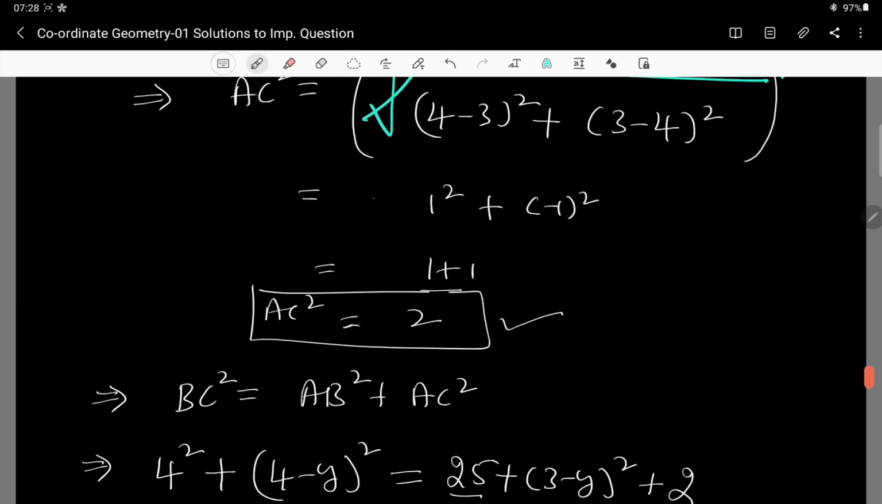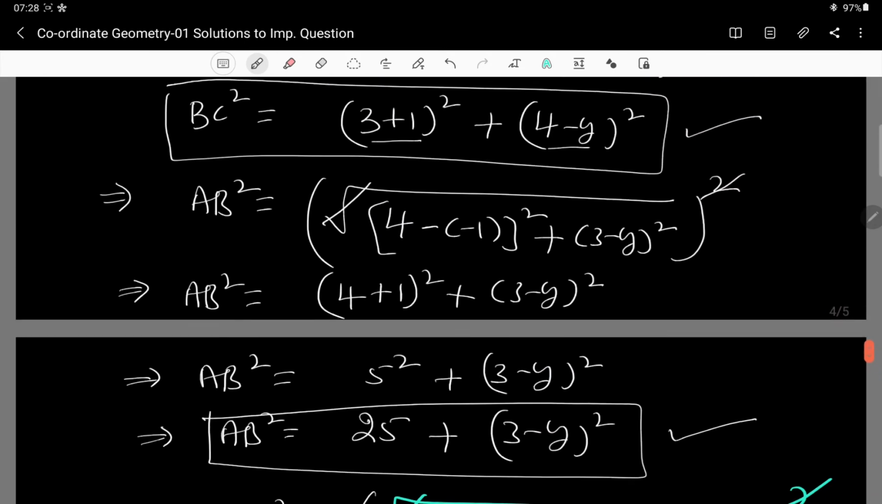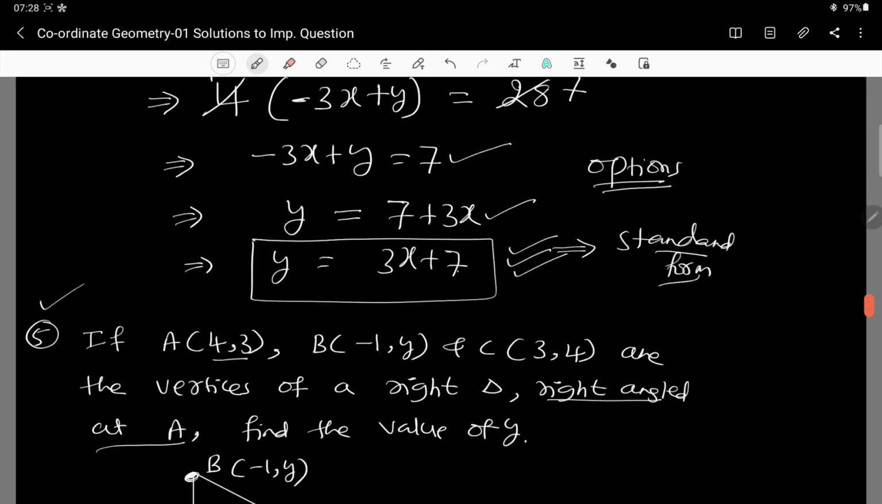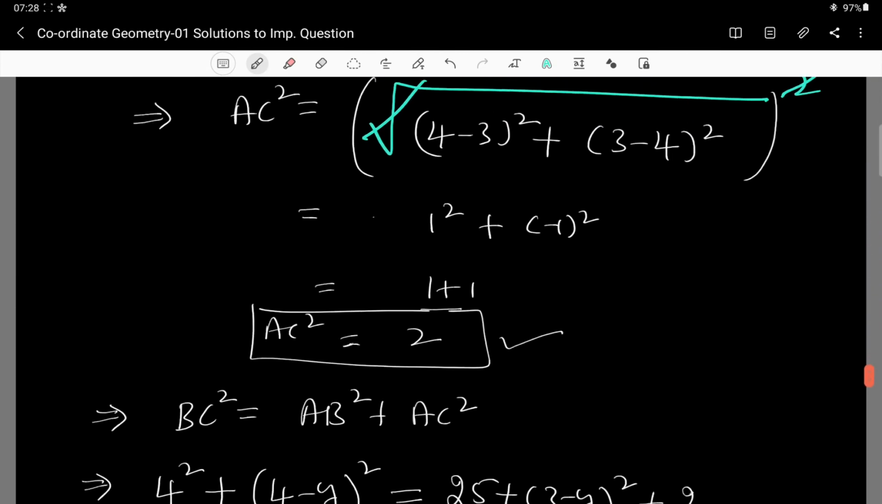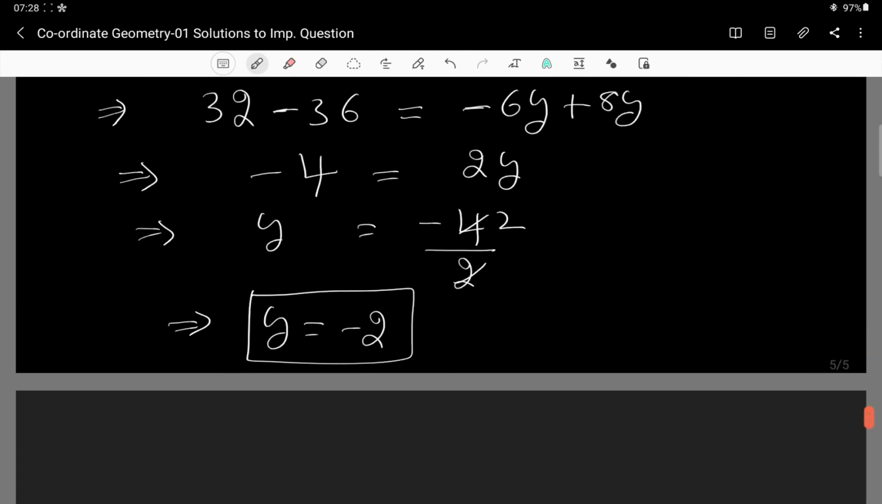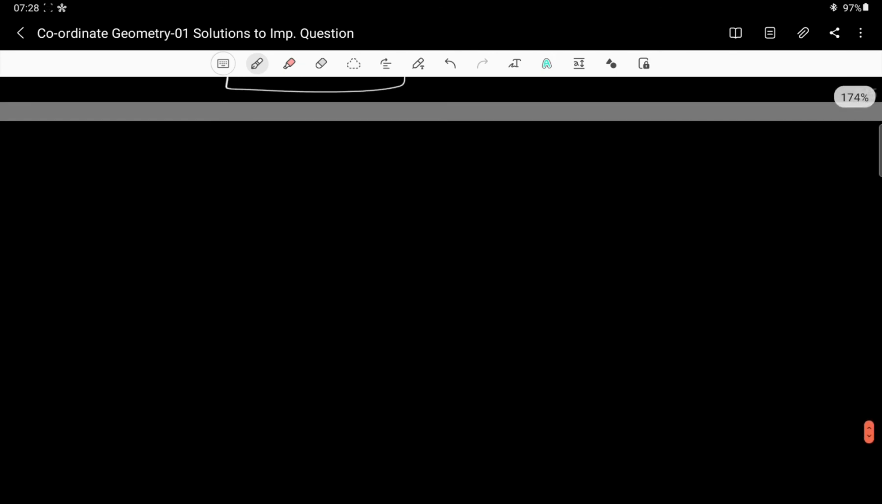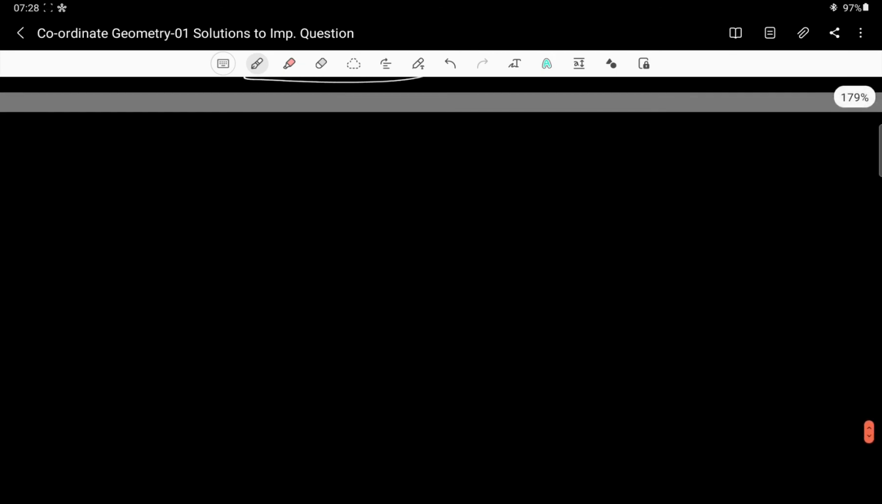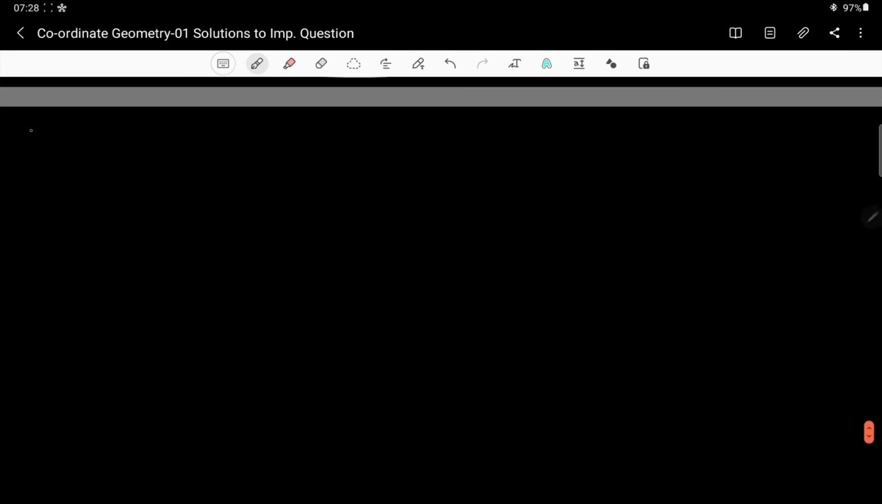All right, so like this there are so many kinds of questions, dear children. Based upon this there will be lengthy questions also, and you should be able to do that. Let us do one more question. See, your calculation skill should be very good here. All your algebra should be nice to solve these kinds of questions.